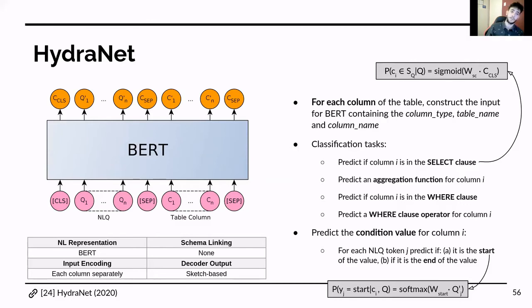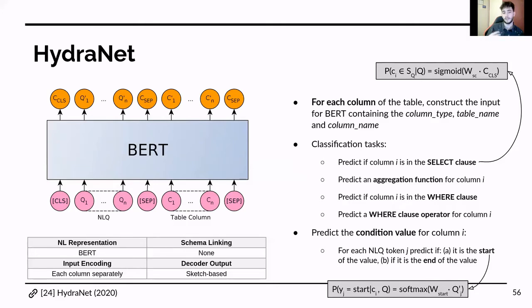And then we will use the output of the classification token to make some predictions, like, for example, if the column we're processing at the moment is going to appear in the select clause, and if it does, what kind of aggregation function we're going to use, if this column will appear in the where clause, and what kind of operator will be present. And all these predictions are made using simple linear networks and an activation function like a sigmoid or a softmax.